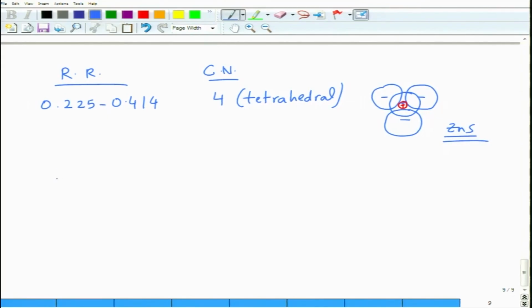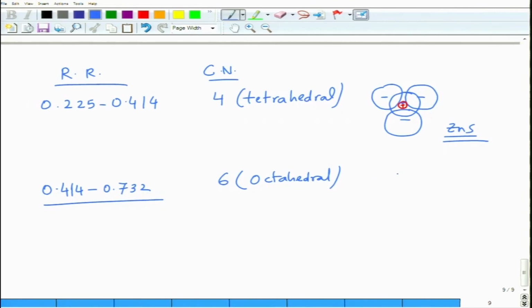The next one is 0.4142 to 0.732. So this is bigger than octahedral, and this is called six-fold or octahedral. If the radius ratio is larger than 0.414 but lower than 0.732, then this is going to follow six-fold coordination.